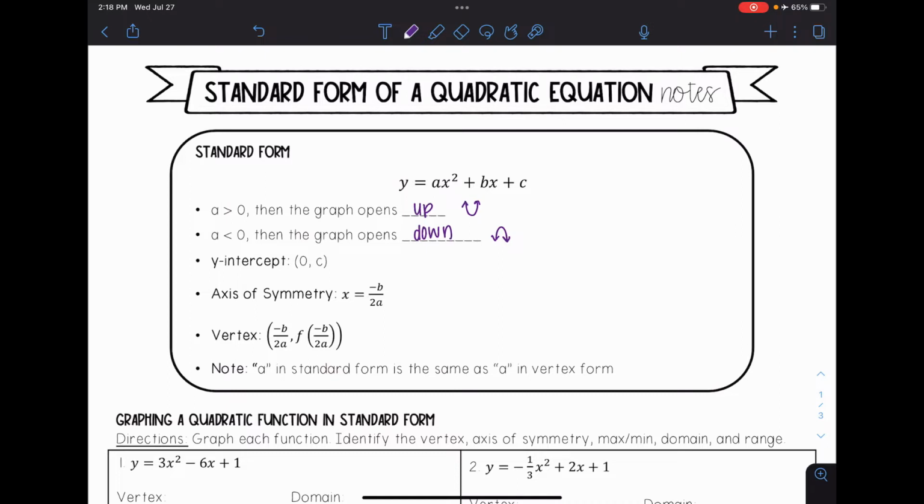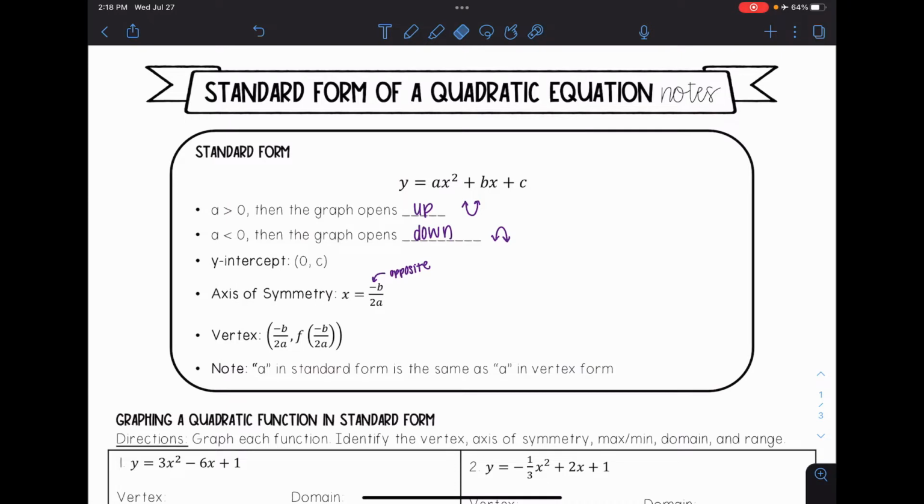So this negative sign in front of b, I want you to think of it as opposite. And so that means you're taking the opposite sign. So if b, for instance, were 4, opposite of b would be negative 4. If b was negative 4, opposite of b would be positive 4.